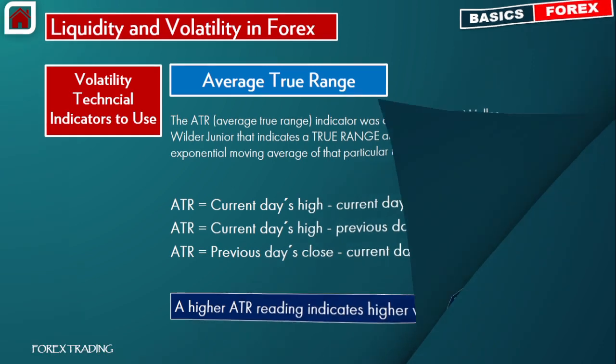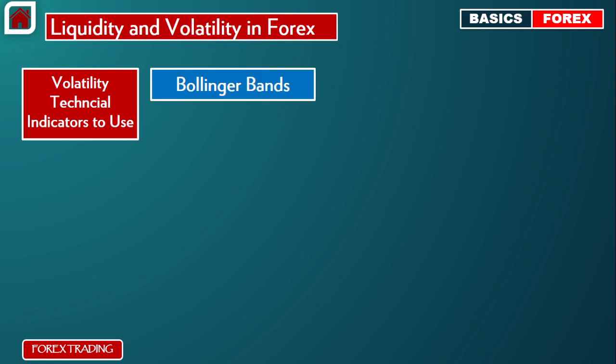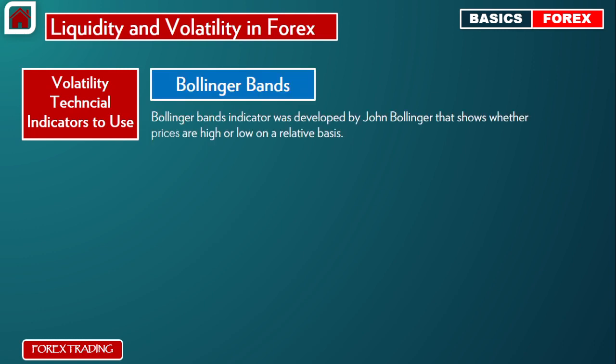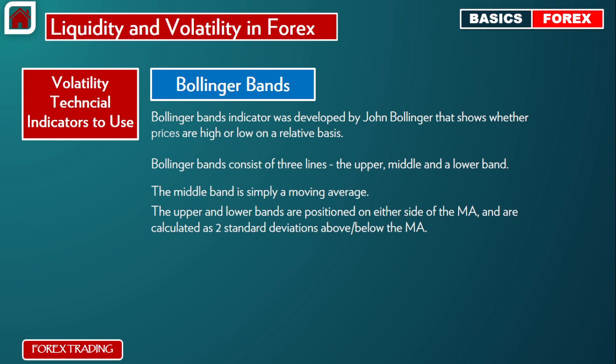Second, we have Bollinger Bands. The Bollinger Bands indicator was developed by John Bollinger and shows whether prices are high or low on a relative basis. Bollinger Bands consist of three lines, the upper, middle, and lower band. The middle band is simply a moving average. The upper and lower bands are positioned on either side of the moving average and are calculated as two standard deviations above or below the moving average. So this is basically how we calculate the bands in Bollinger Bands.